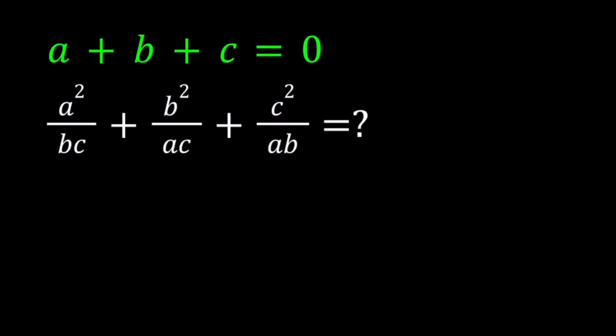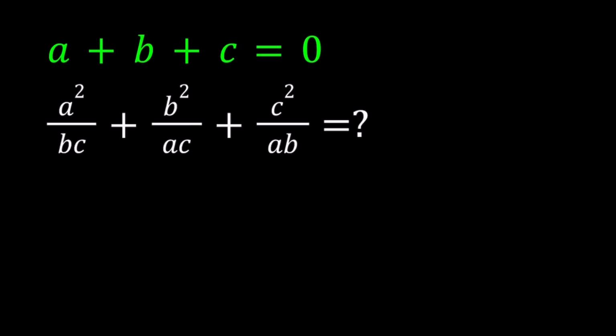Hello everyone. In this video, we're going to be simplifying an algebraic expression. We're given that a plus b plus c is equal to 0, and we have to make sure that none of these values are equal to 0. So a, b, and c are all different from 0 so that our expression is well defined.